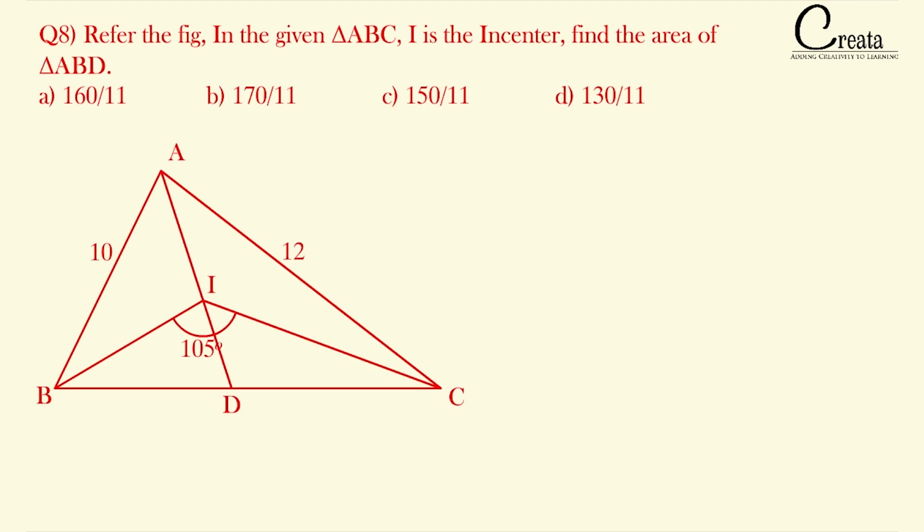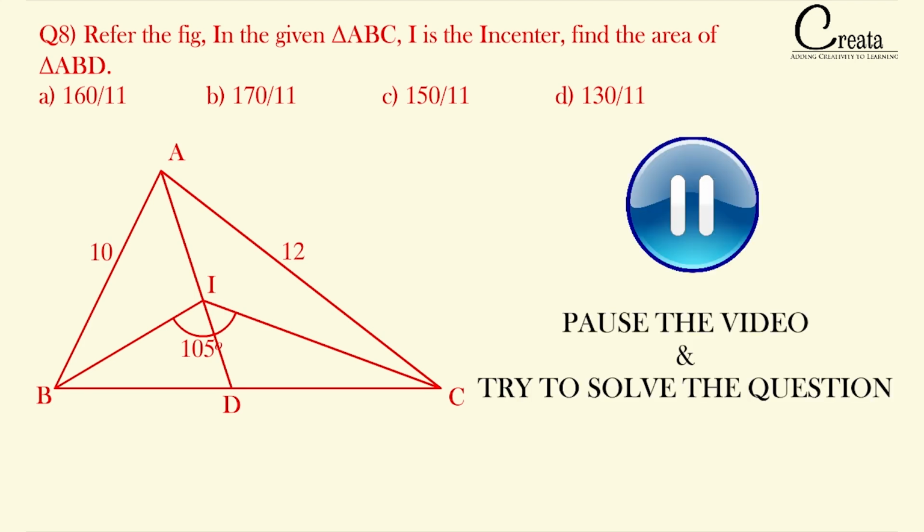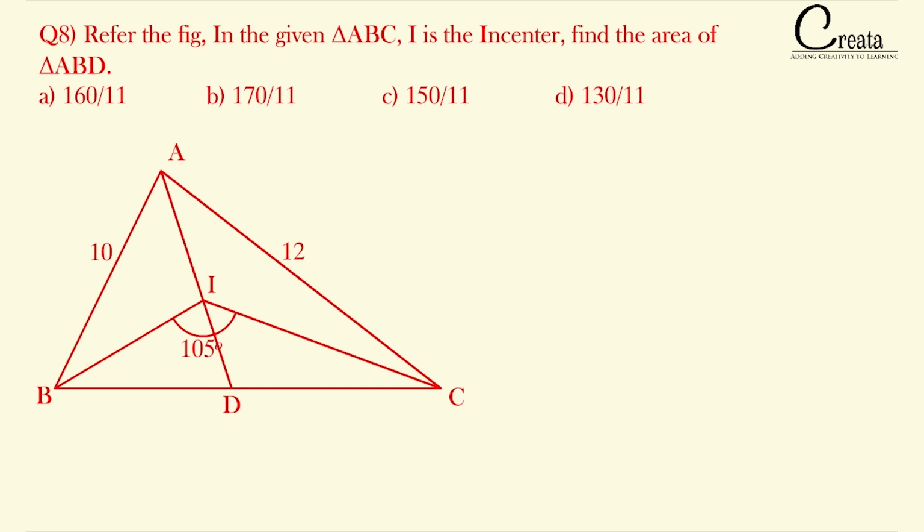The question is, refer to the figure. In the given triangle ABC, I is the incenter. Find the area of the triangle ABD. Okay, four choices are given, A, B, C and D. Okay, our first step, we will observe and analyze this question. A triangle ABC is given. Okay, this is a triangle ABC and I is the incenter. Okay, if I is the incenter, means AI, BI and CI will be the angle bisectors for this triangle ABC.